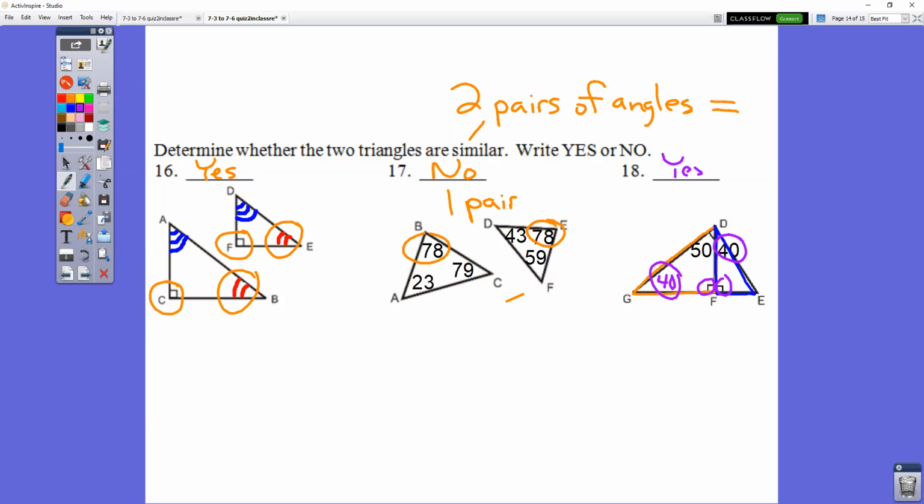So yes, these 2 triangles are similar. We could have found where angle FED is as well. That angle is 50, and that would be our 3rd pair of angles that are the same. So those are what your quiz questions look like.